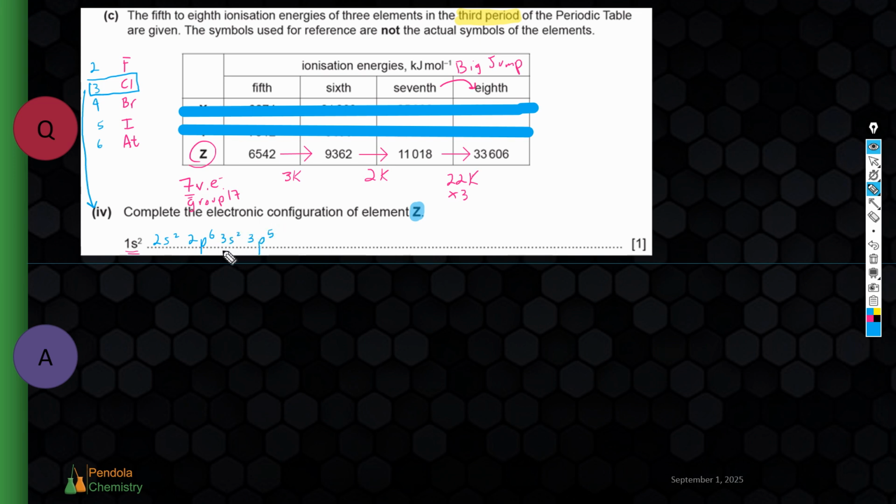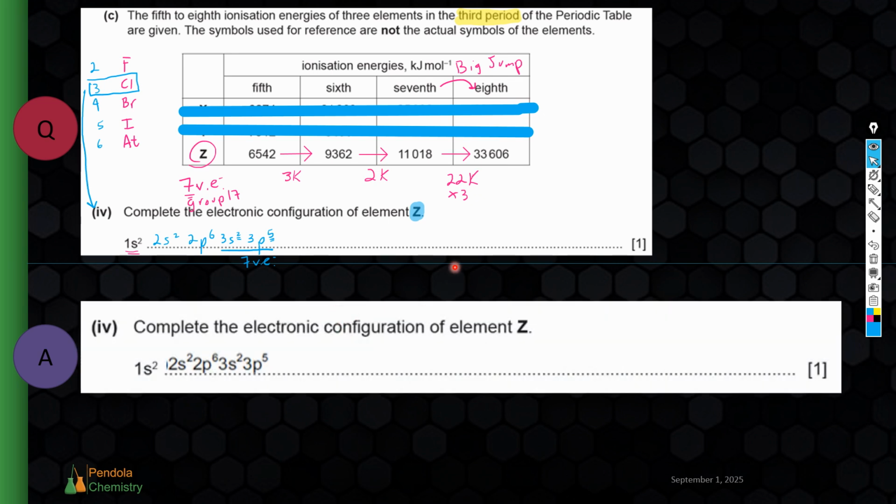We have our valence shell is the 3rd energy level. We have 2 electrons coming from the S, 5 coming from the P. That's 7 valence electrons in total. And so this is the electron configuration for element Z, which just so happens to be chlorine. Now we check our answer key. That is exactly what we have.